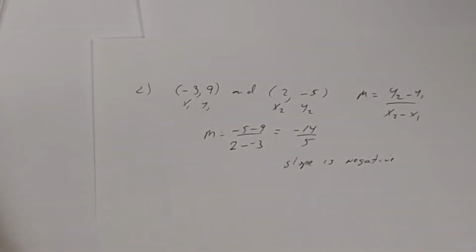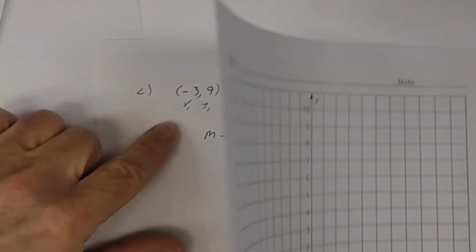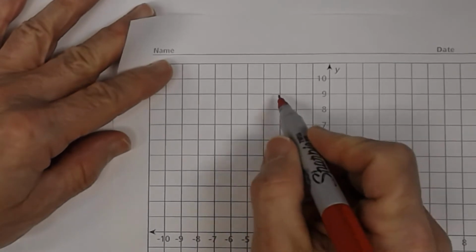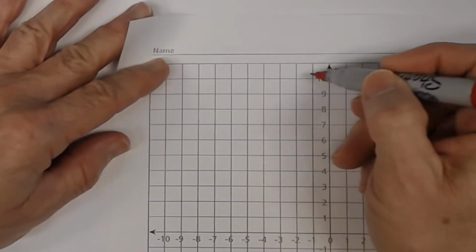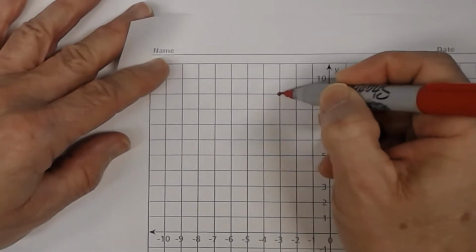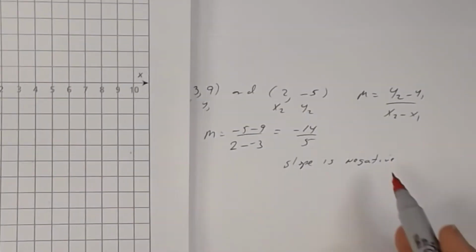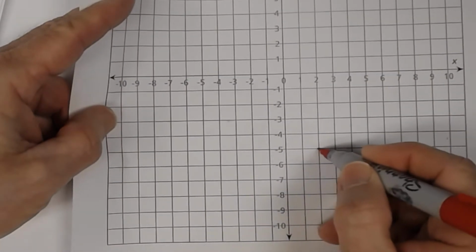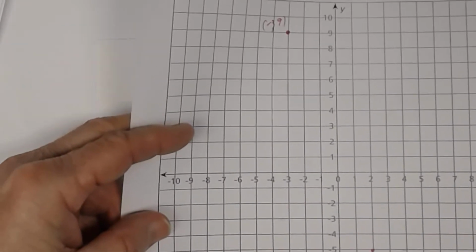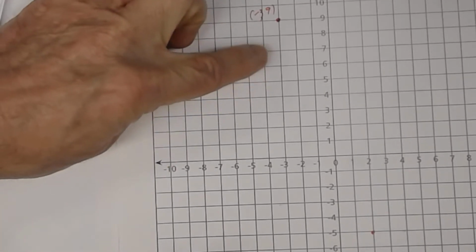So let's go ahead and plot those 2 points and just look at the graph and kind of look at what we have. So if I plot those 2 points, we had the points -3, 9, and 2, -5. So -3, 9 is right here. So that's the point -3, 9. And also 2, -5, and 2, -5 is here.